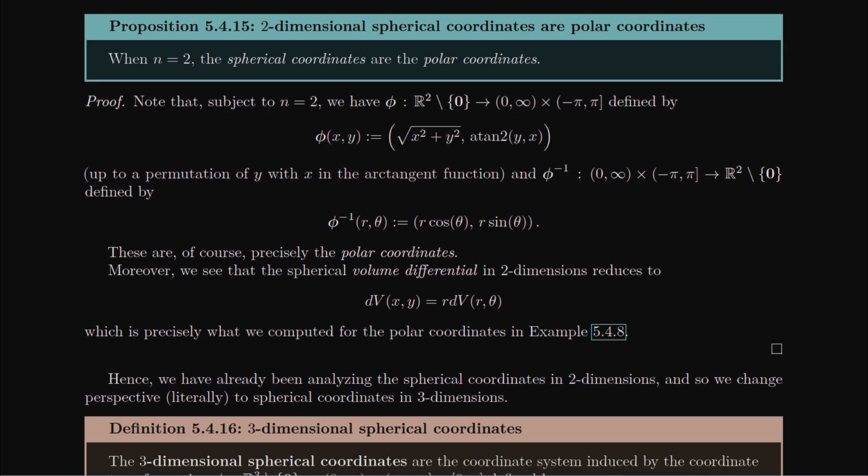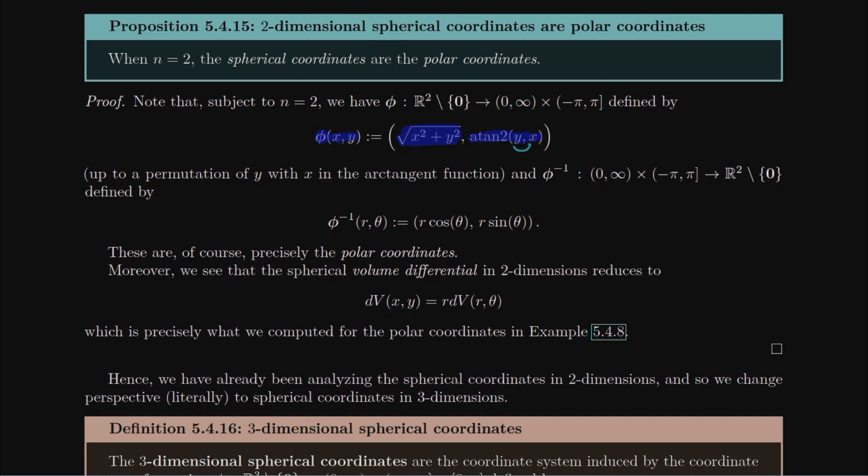This proposition says 2-dimensional spherical coordinates are polar coordinates. Not really a surprise. The 2-dimensional sphere is the circle, and if we set polar coordinates as circular coordinates, they're basically the same thing, right? So what do we have? If we just look at what phi looked like in terms of polar coordinates, of course, there's a radius, which is exactly the polar coordinates radius, and we have an atan2 show up, y comma x.